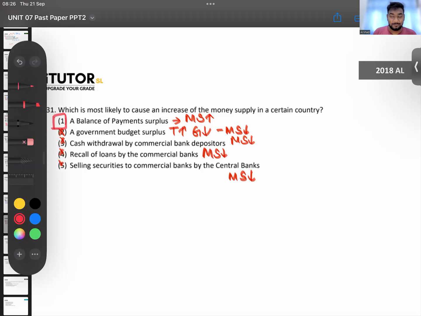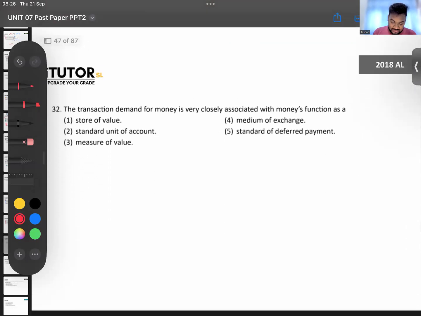Question 31. Then we'll go to 32. The transaction demand for money is very closely associated with money's function as a what? It is very easy. Transaction demand is associated with which function? Can you all give me an answer, please? Store of value, standard of unit of account, measure of value, medium of exchange, standard of deferred payment. So the transaction demand, guys, is what? Medium of exchange, no? Yes, easy paper, what to do?